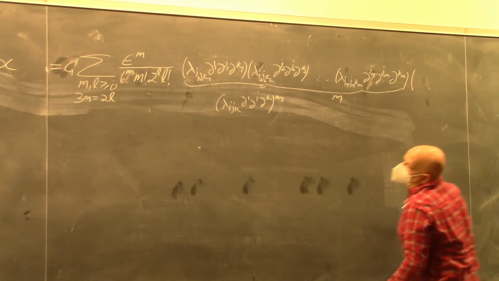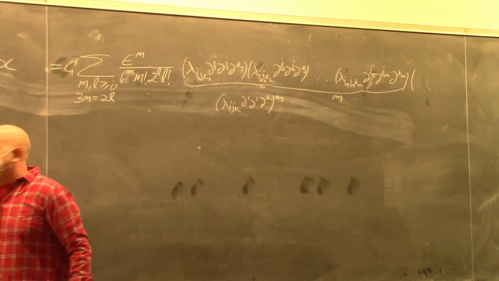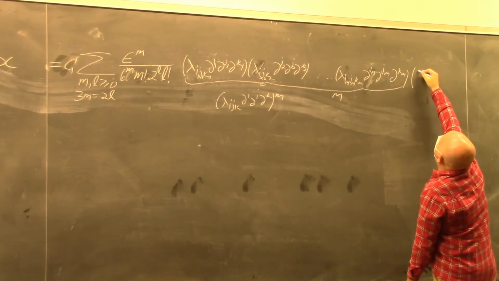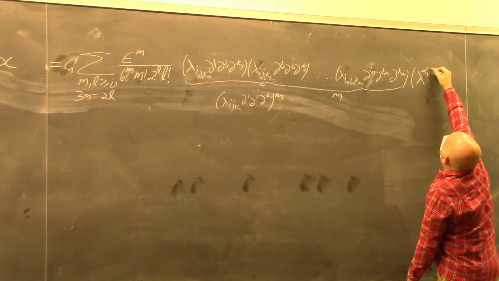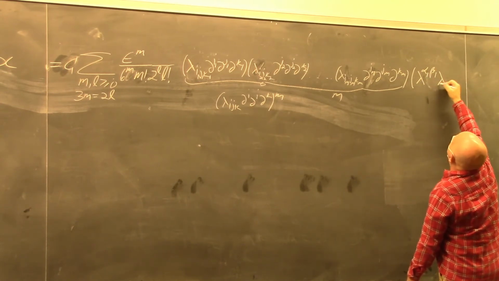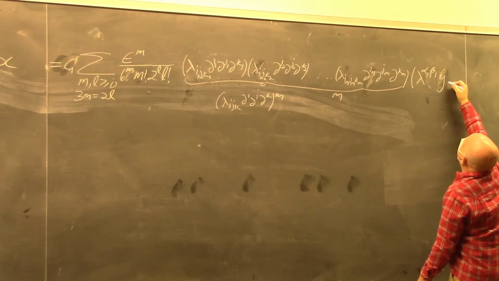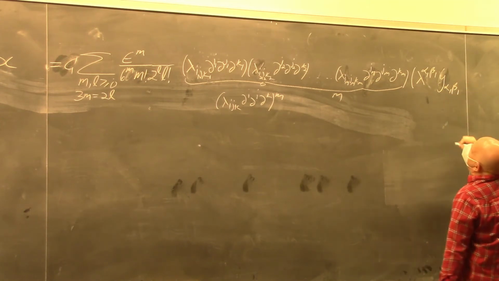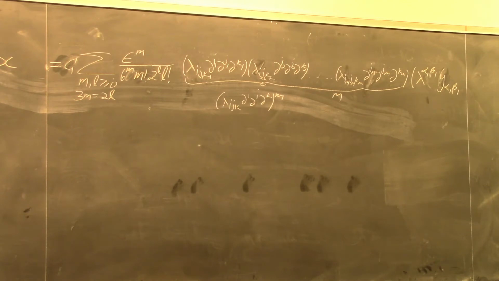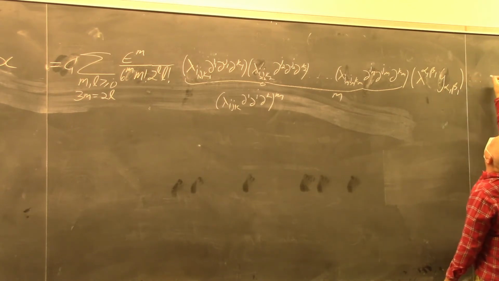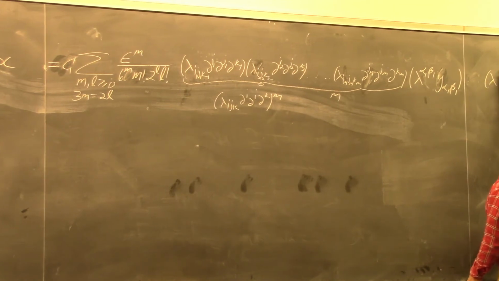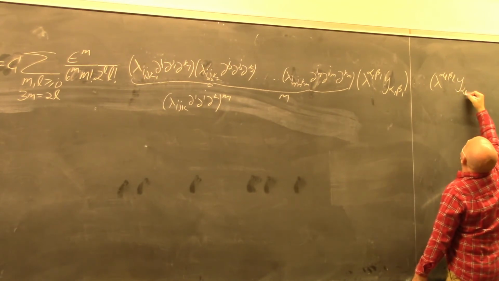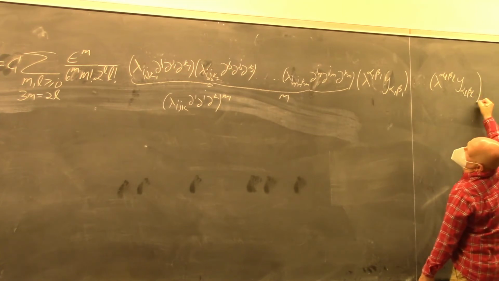Likewise, you can do this to this. So you'll have lambda alpha 1 beta 1 times y alpha 1 beta 1, multiplying all the way to lambda alpha l beta l y alpha l beta l. Okay.